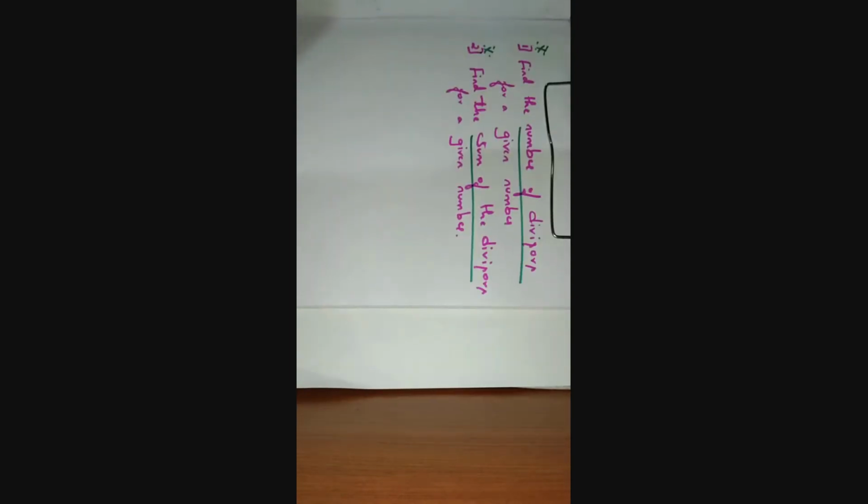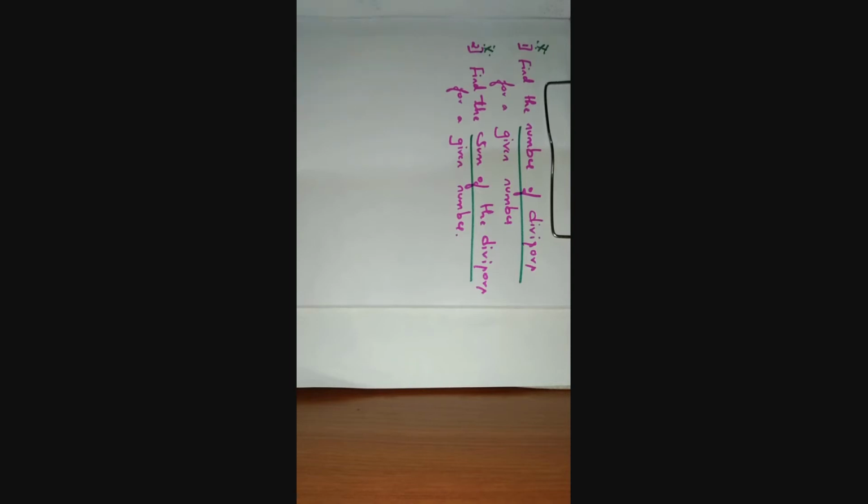Today we are going to deal with how to find the number of divisors for a given number, and the second thing is how to find the sum of the divisors for a given number. Okay. So as you can see on the screen, these are the two problems we are going to deal with. Find the number of divisors for a given number, and the second thing is find the sum of the divisors for a given number.